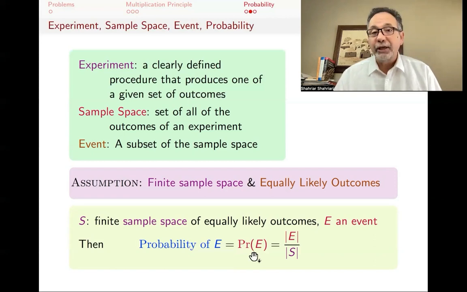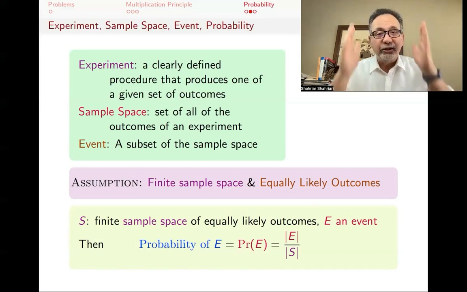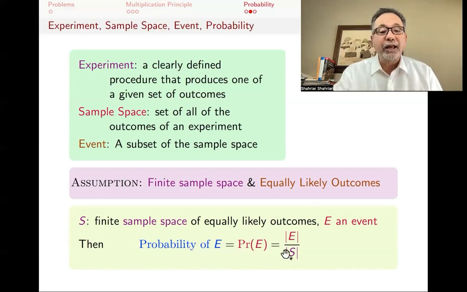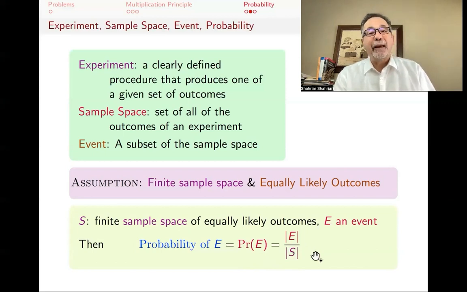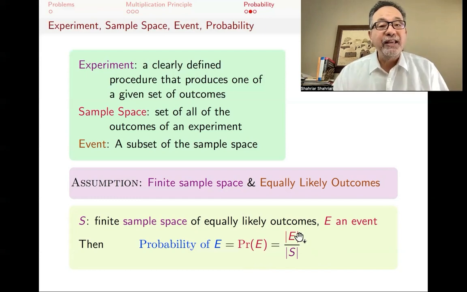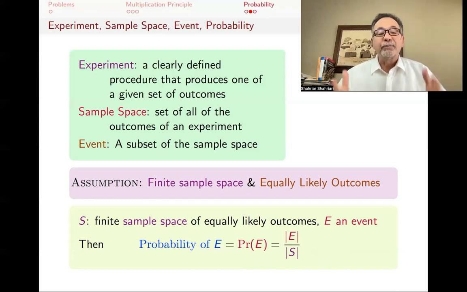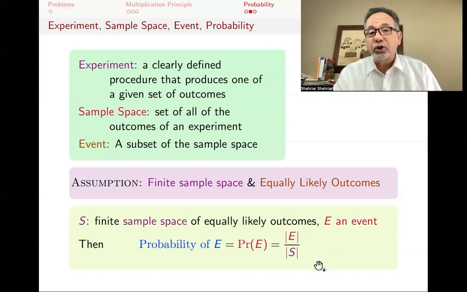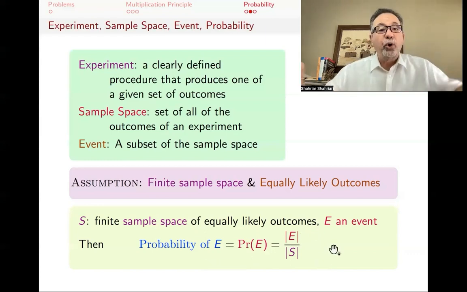And it's a ratio again. When we put absolute value signs, we mean the size of the set. Again, it's a ratio. At the bottom is the size of the sample space. That's all the possibilities. And on the top is the size of the event, the number of favorable outcomes, the ones that we are interested in their probability. And probability is the ratio, what percentage of the total sample space is occupied by our event.